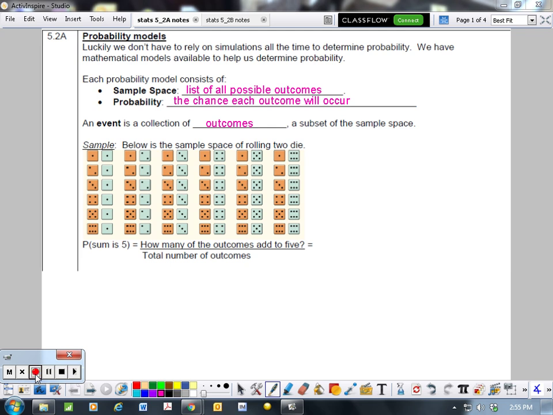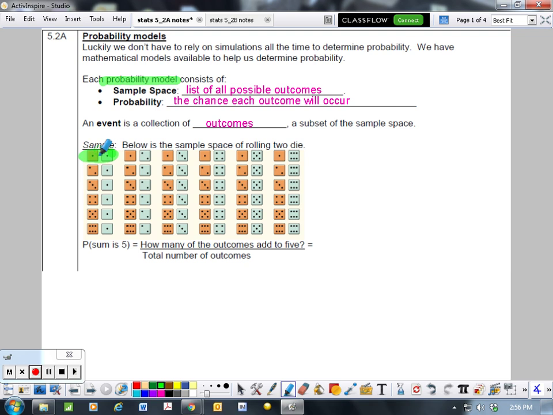So for a true probability model, you need these things. Our probability model must consist of a sample space, which is a list or a picture of all possible outcomes, and then the probability for each outcome. Sometimes they're even, sometimes they're not. Here we have the sample space for rolling 2 dice. Here's one outcome: the first die could be 1, the second die could be 1. And so it lists all the possible outcomes.